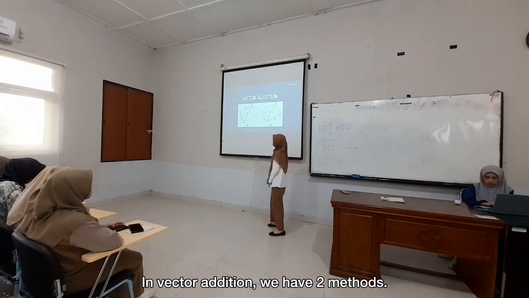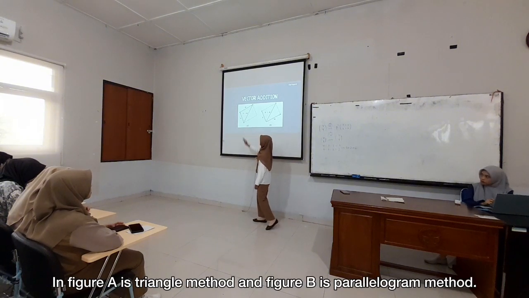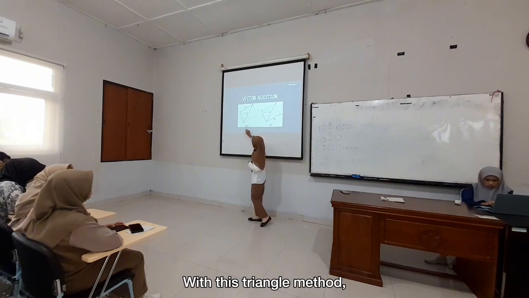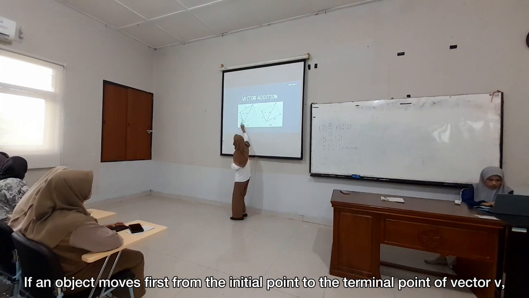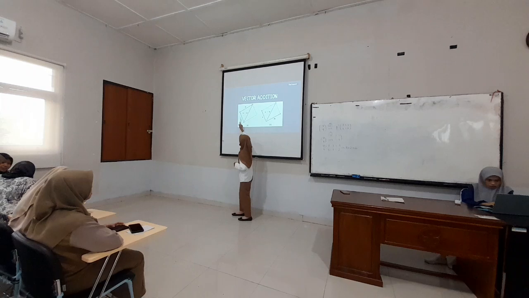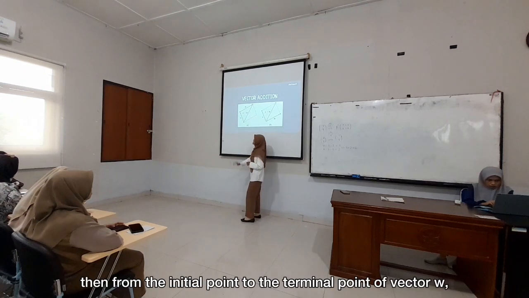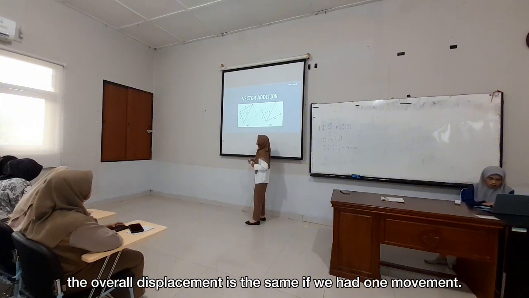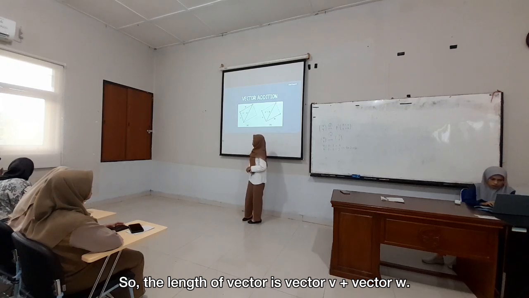In vector addition, we have two methods. Figure A is the triangle method and figure B is the parallelogram method. With this triangle method, if an object has moved first from the initial point to the terminal point of vector P, then from the initial point to the terminal point of vector W, the overall displacement is the same as if we had made one movement. So the resultant vector is vector P plus vector W.